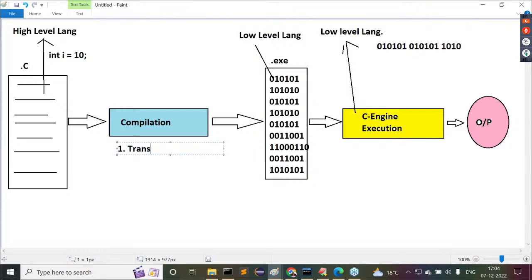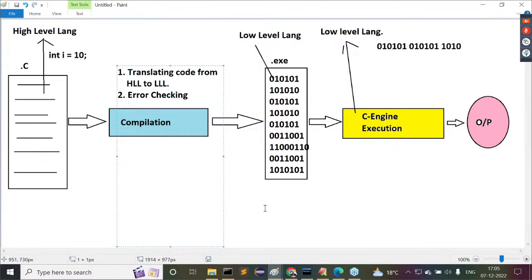Translating code from high level language to what? Low level language. This is one responsibility. And the second responsibility is what? Error checking. These are the two things for compilation. All of you get my point?